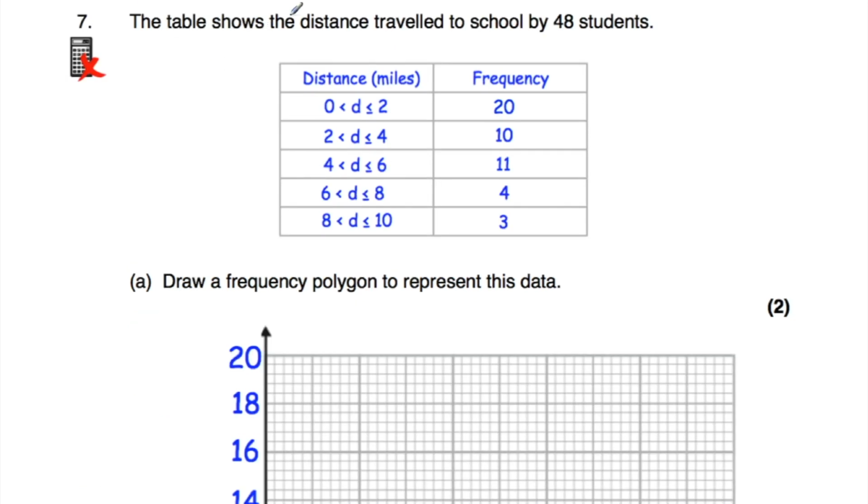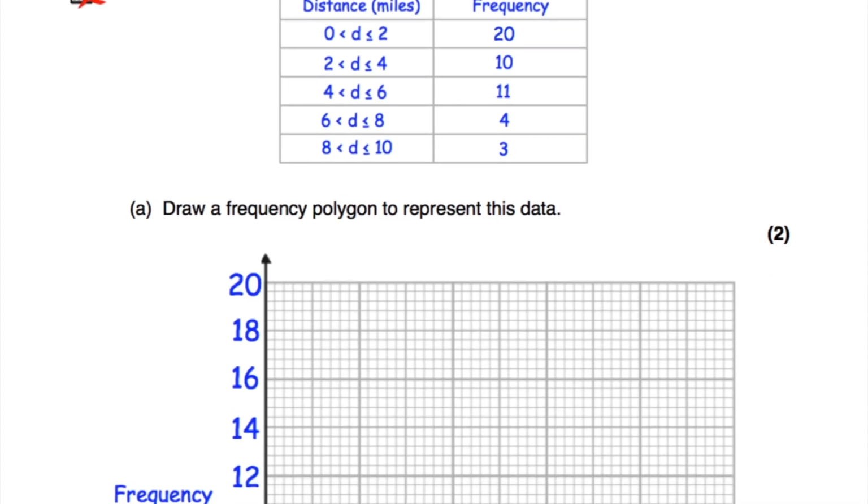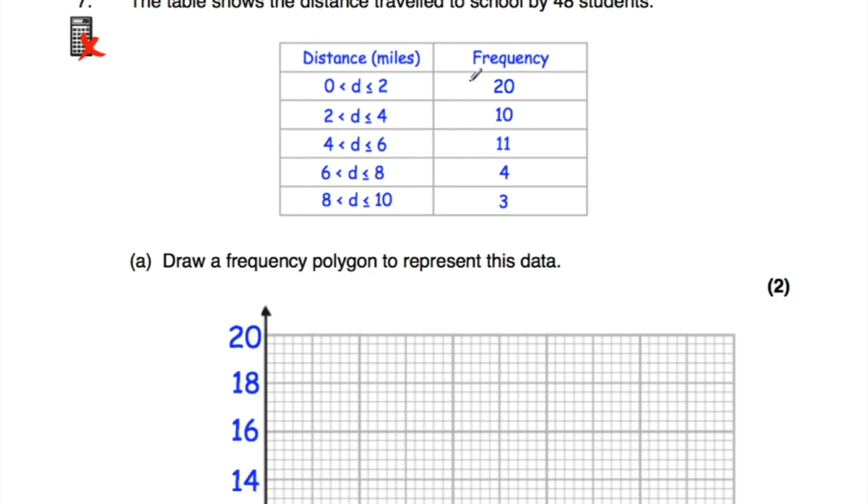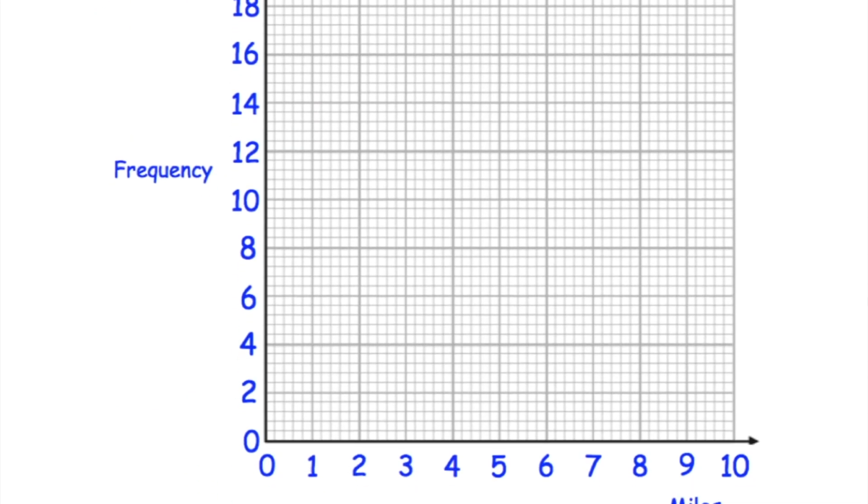Okay, question number 7. Question number 7 says, the table shows the distance travelled to school by 48 students. And the question says, draw a frequency polygon to represent that data. So let's draw a frequency polygon. So we've got between 0 and 2 miles. So we're going to go 1 across and 20 up.